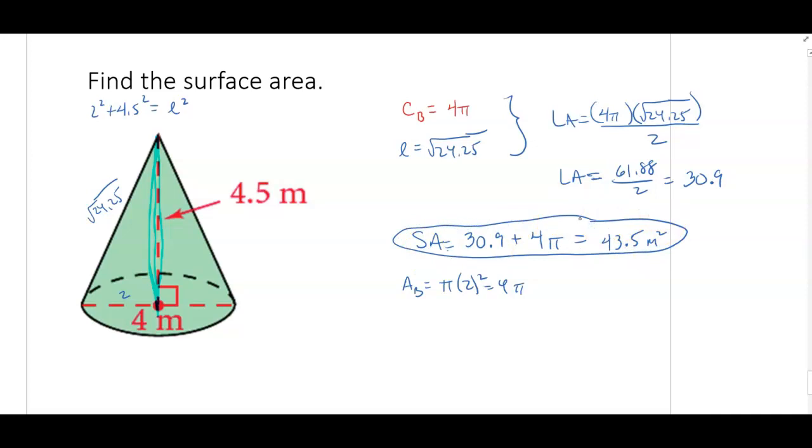Okay, so looking at all of this, cones tend to be like cylinders, pretty easy to figure out. So let me know if you have any questions, and I will answer them.